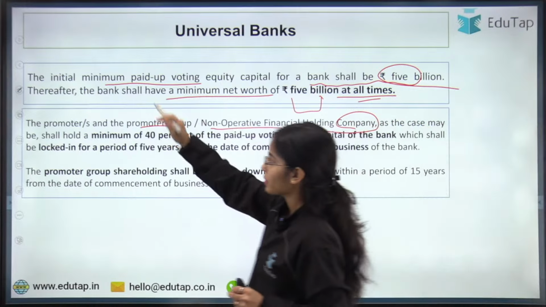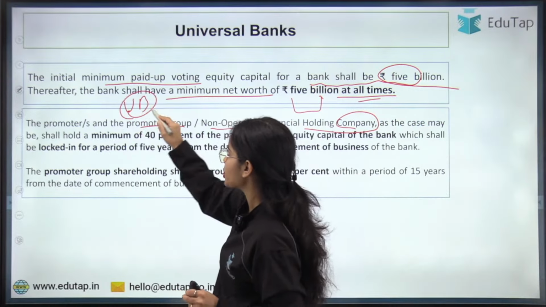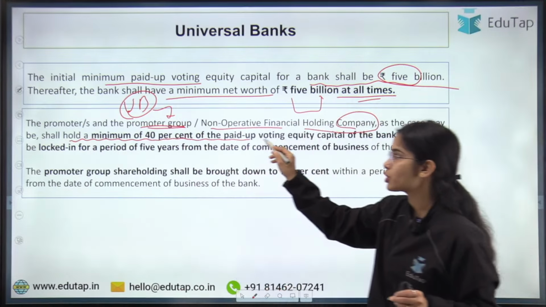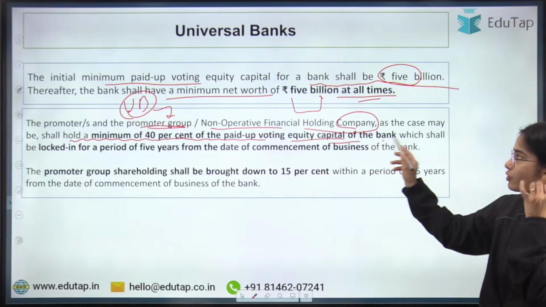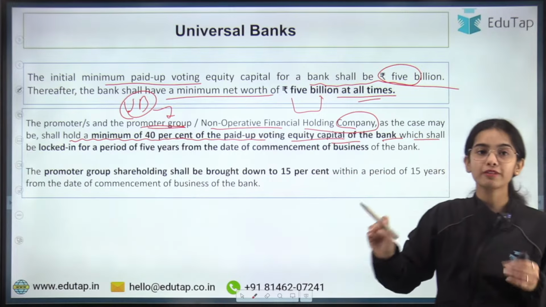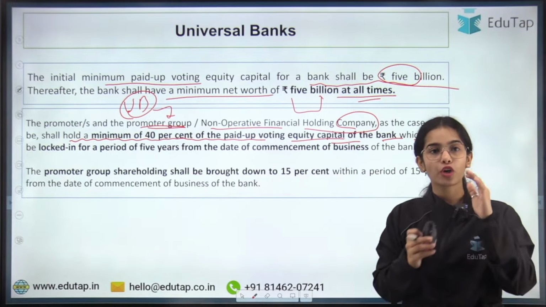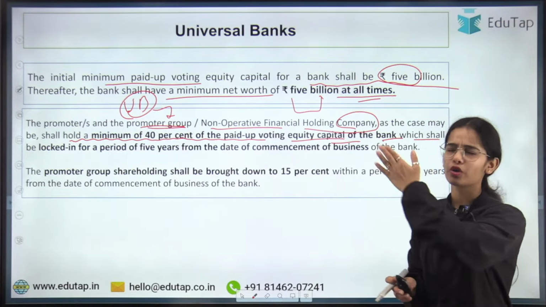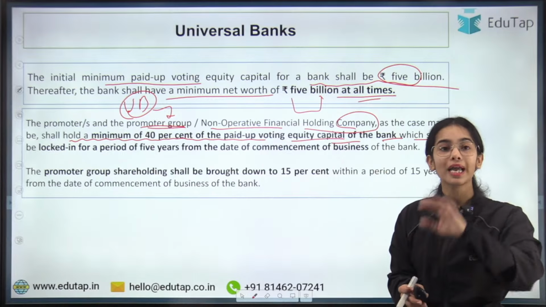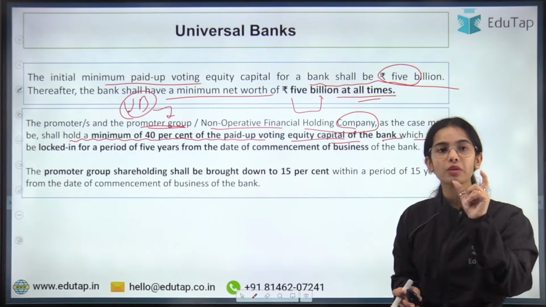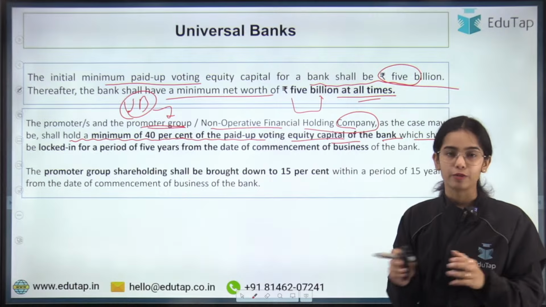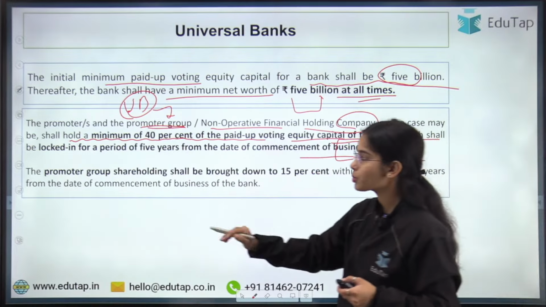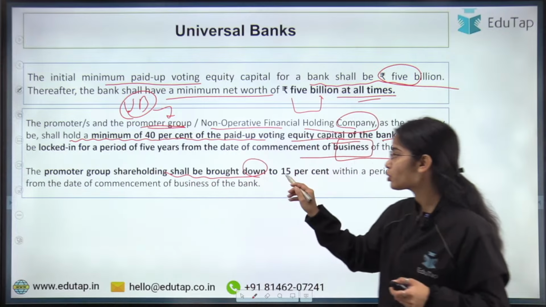And if the universal bank, let's say, is established under a promoter group, they shall hold a minimum of 40% of the paid up voting equity capital of the bank, which shall be locked in for a period of 5 years. So 40% of shares should be held by the promoter group, or whoever has opened the universal bank, and for 5 years these 40% of shares will be locked in from the date of commencement of business of the bank.